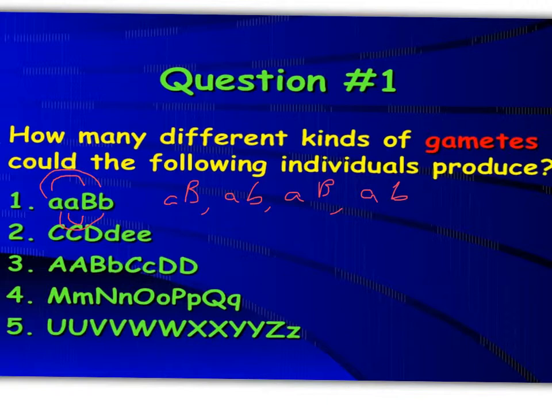Now, when we get to something where we're dealing with 3 or more traits at a time, the fork line is much easier to do. And so let's look at how we would do a fork line method. Our choices we have are a big C or a big C. Then we have a big D, little d, and both can give big D or little d. And then we have a little e or little e.